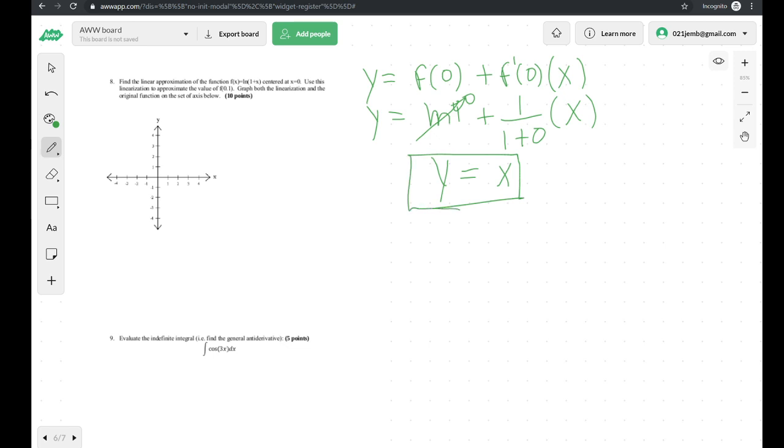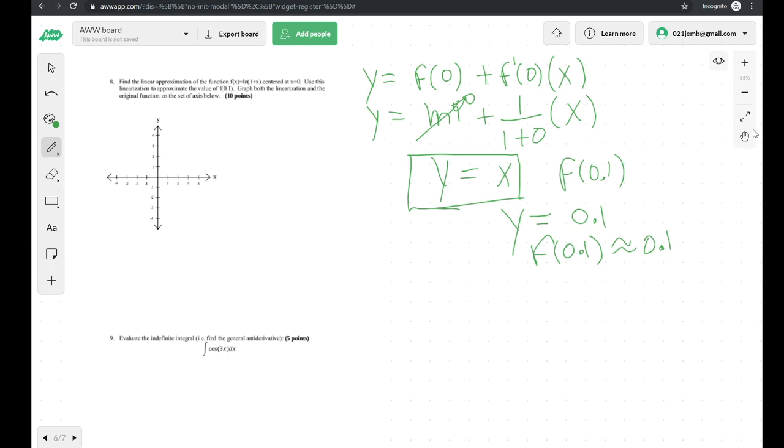And so if we want to approximate the value of f of 0.1 with this linearization, we substitute 0.1 into our linear function, and we get that y equals 0.1. So f of 0.1 is approximately 0.1. And that's a pretty good approximation, because if you actually go to decimals. But let's first try to graph this.